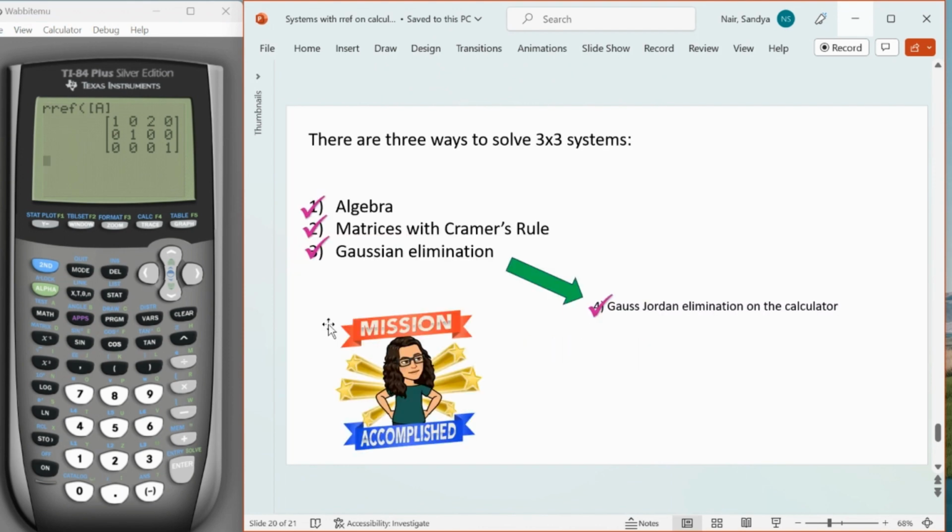So remember, there are 3 ways to solve 3 by 3 systems. So now you've done it. You've learned all 3 ways. You know how to solve systems algebraically, with matrices using Cramer's rule, and with Gaussian elimination. And we even took Gaussian elimination one step further, and we learned how to do Gauss-Jordan elimination on our calculator. So you have done it. You have mastered solving 3 by 3 systems.